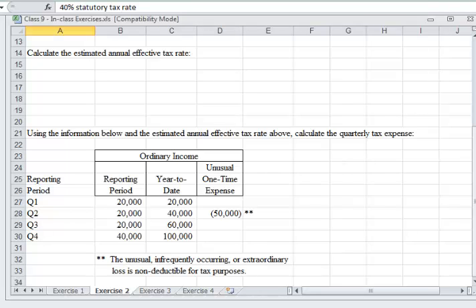Okay, so to keep this rolling, let's do it together. Remember, the first step in my provision for the quarter is I'm going to calculate my annual effective tax rate. What's my annual effective tax rate going to be if I get to Q2? The annual effective tax rate is 30%. Why? Because I excluded the one-time expense, right? So I take 30% times what?